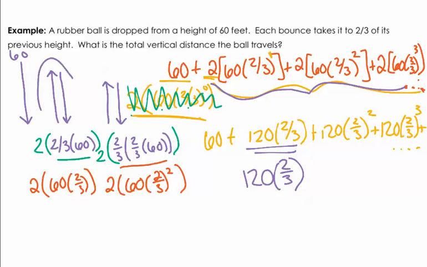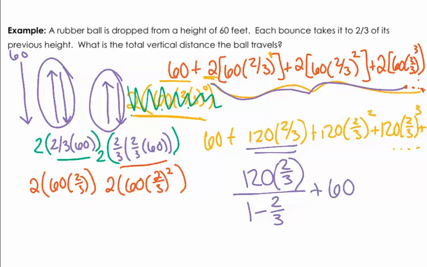Here's the sequence that we're talking about, up, down, up, down. The fact that there's 2 motions, all over 1 minus that ratio of 2/3. Well, that's going to give me all the vertical distance that it goes up and back down, up and back down, up and back down. But we also have to then add in the initial drop. That's what this is right here.